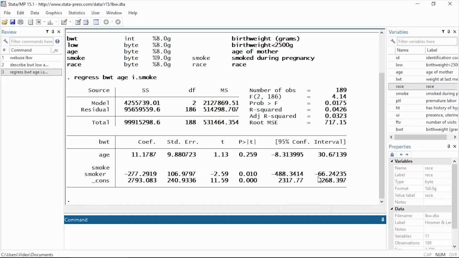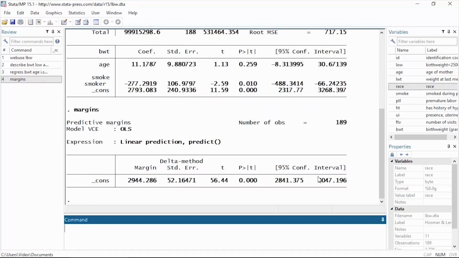I could go through and talk about the coefficients and the association between age and birth weight. But what I'd like to do instead is I'm going to type margins and just press enter for the first time. And what margins does is it shows me the marginal prediction of birth weight based on my data set and my model that I've fit. So the expected birth weight based on this model is 2,944 grams.